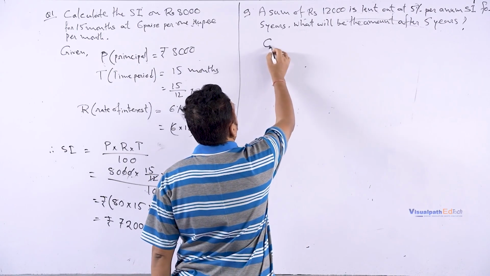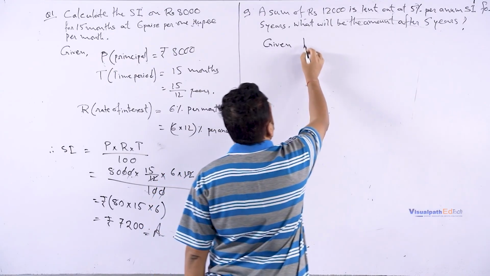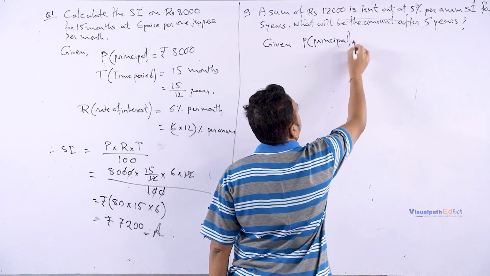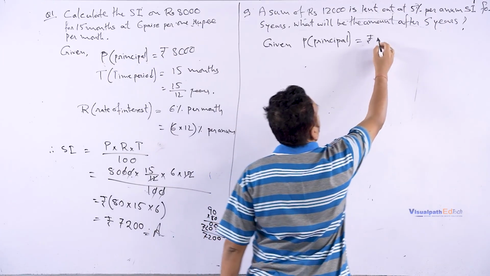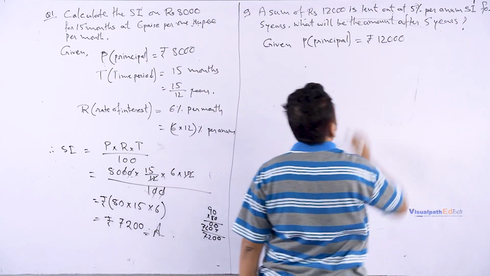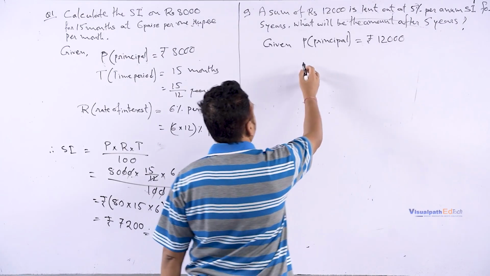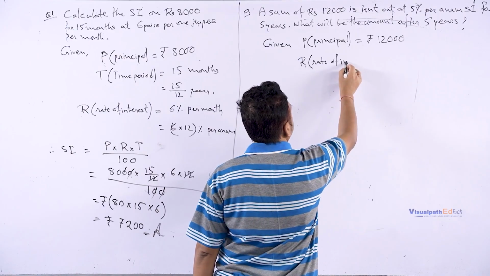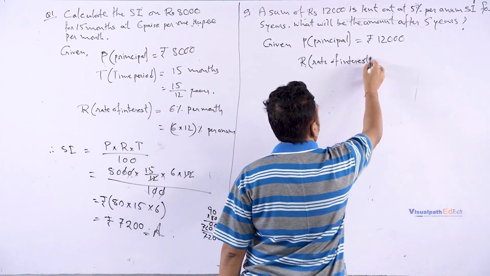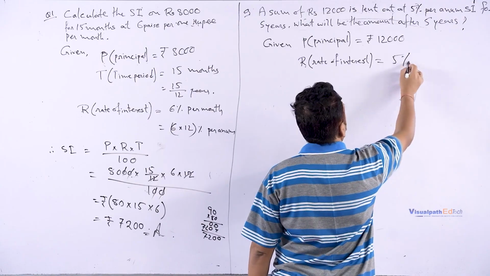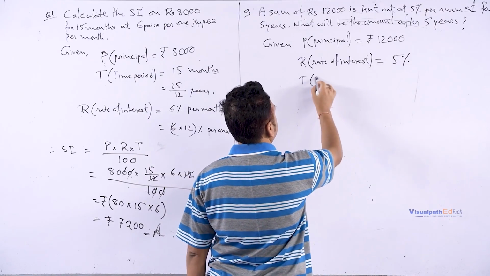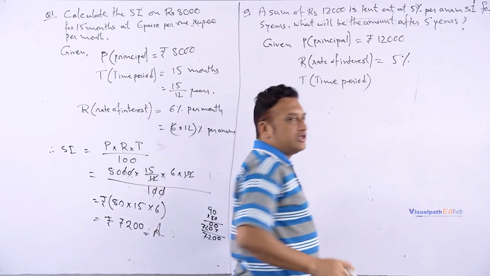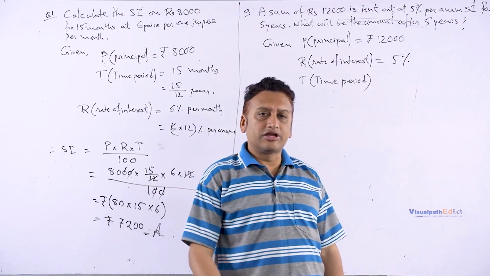So, we will say given P, which is principal, is equal to rupees 12,000. After that, R, which is your rate of interest, that is given, rate of interest is given 5%, and T is a time period, or it is also called conversion period.